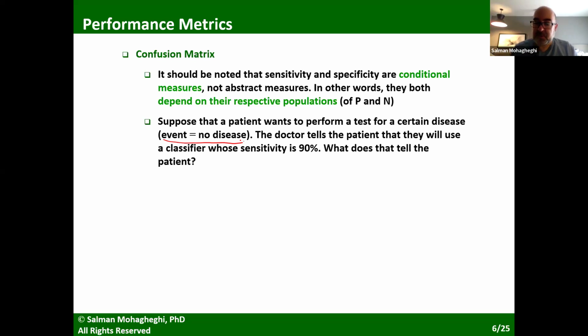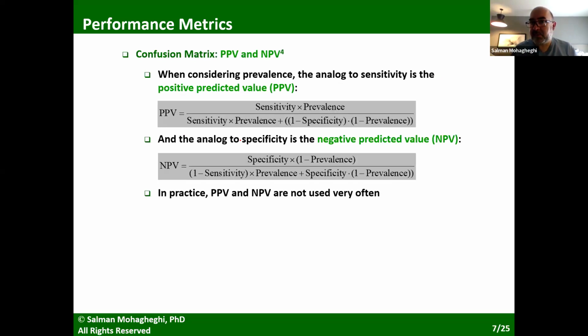So, in order to consider the prevalence, what we refer to for class positive and class negative, we define new metrics that are known as PPV and NPV, positive predictive value and negative predictive value. These are similar to the concept of true positive rate, true negative rate, except for the fact that we look at the prevalence of the positive class when incorporated into this model. The idea is pretty nice because it takes into account whether the class positive, which is the event, is rare or not rare.